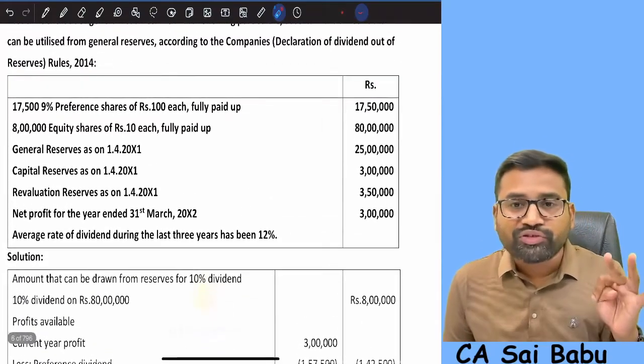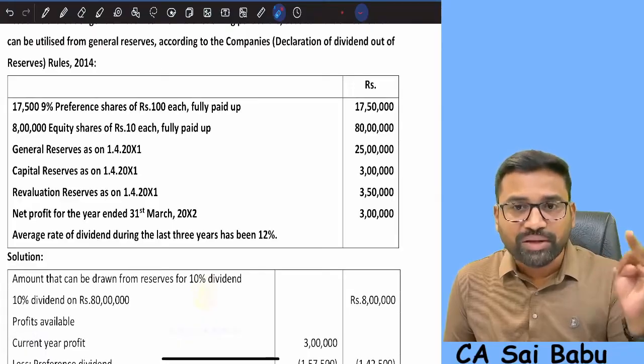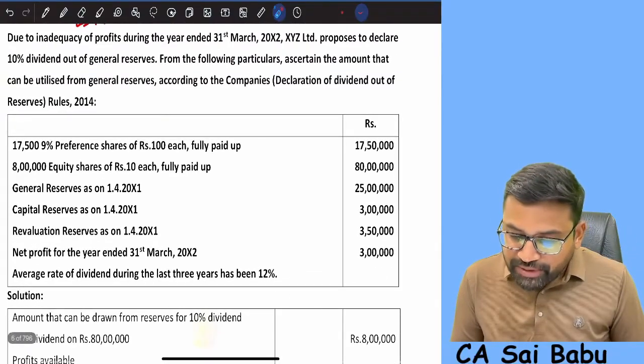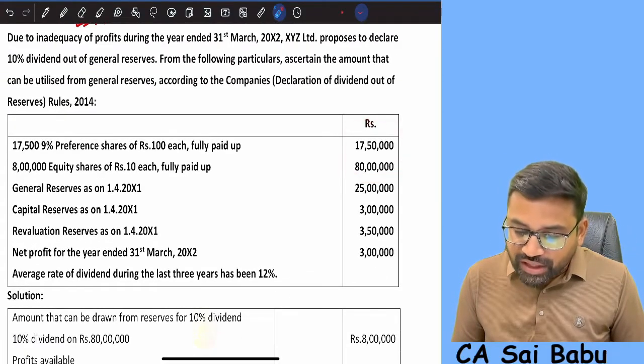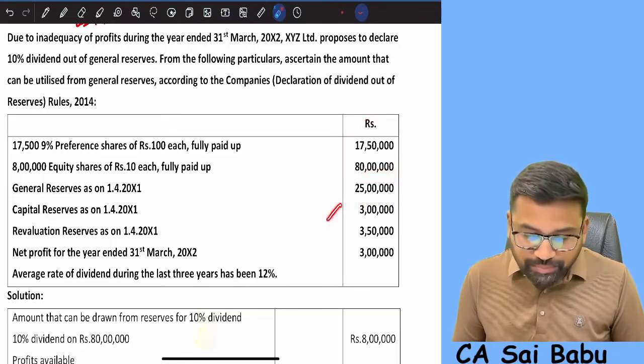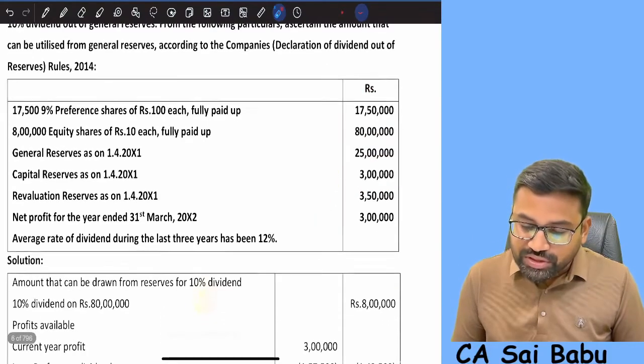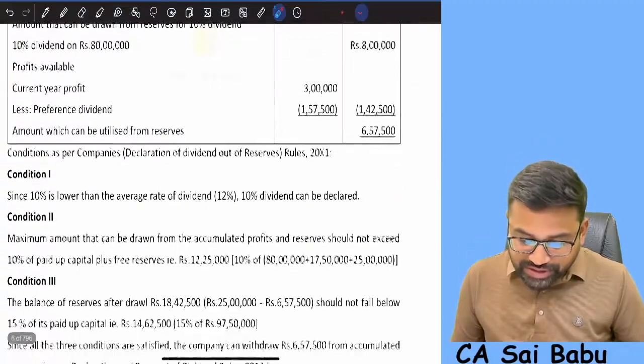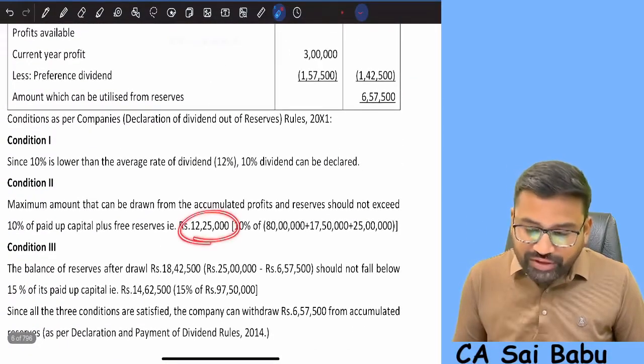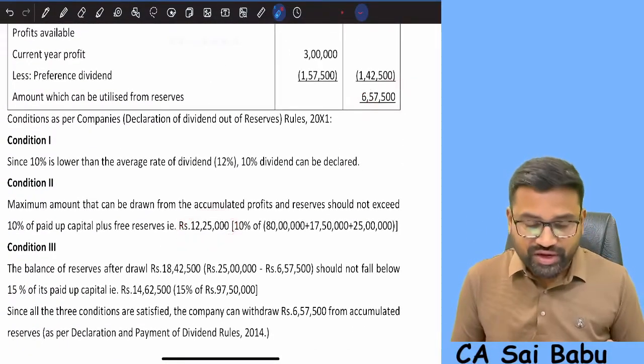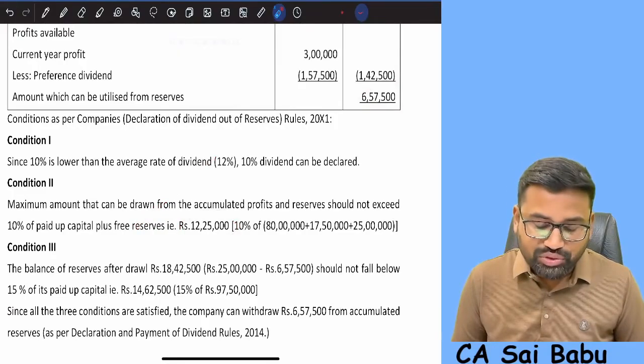Second, the amount to be withdrawn from general reserve cannot exceed 1/10 of the paid up capital plus free reserves. Your paid up capital is 97 lakh 50,000 and your free reserves is 25 lakhs. Capital reserve and revaluation reserve are not free reserves. So on this, 10% will be 12 lakh 25,000, but we want to withdraw 6 lakh 57,500. Therefore this is within the limits. Condition number 2 is satisfied.